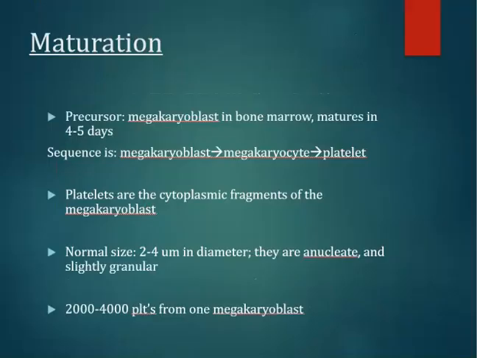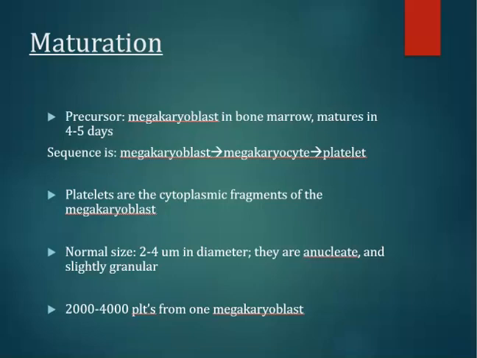As far as the maturation for our platelets, the precursor for the platelets is the megakaryoblast, and that's found in the bone marrow. And platelets can mature in about 4 to 5 days. And the sequence of maturation is the megakaryoblast, then the megakaryocyte, and then finally the platelet. The platelets are cytoplasmic fragments of the megakaryoblast. They kind of break off, and we'll see what that looks like here in an image in a minute.